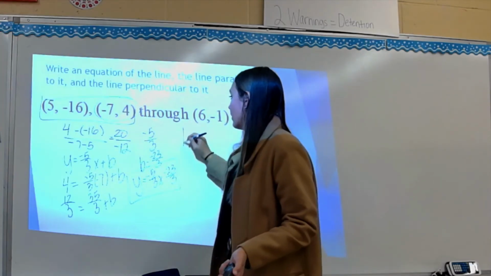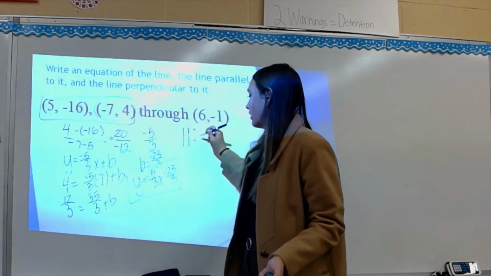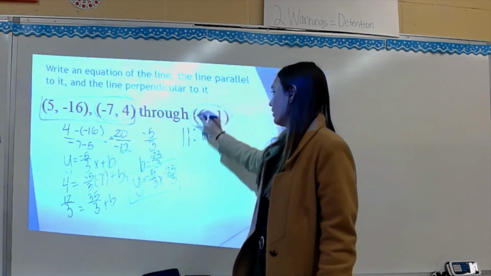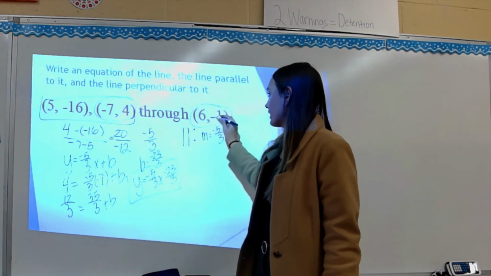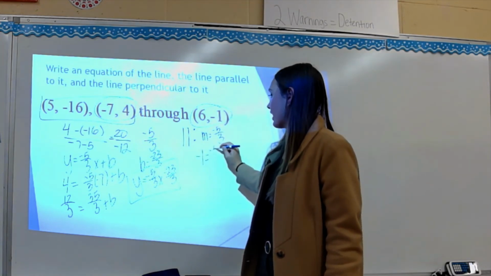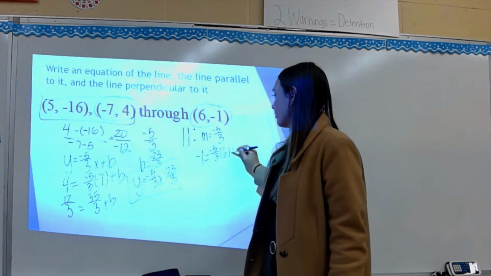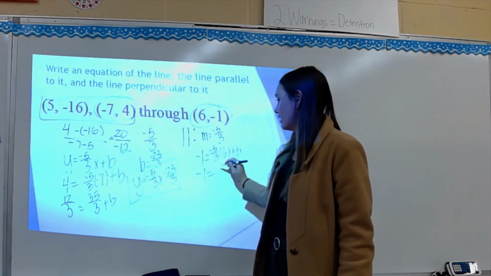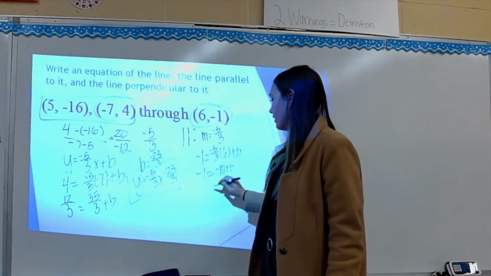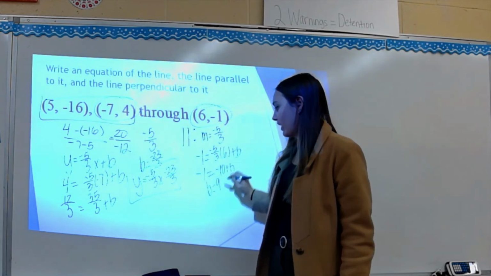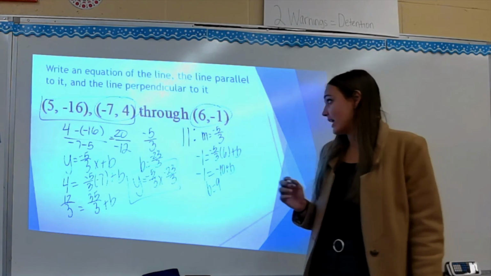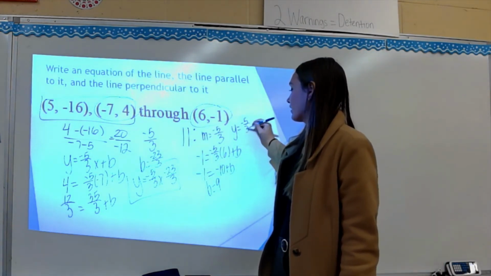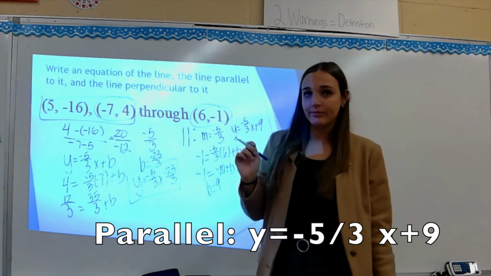So let's make sure we're doing our slope right so we can continue properly. So my parallel, that's the symbol for parallel, slope is going to be negative 5/3. It's going to be through here. So y is negative 1 equals negative 5/3 times 6 plus b. Negative 1 equals negative 10 plus b. So my b becomes 9. When I add that 10 over, I get b as 9. So my parallel equation is y equals negative 5/3 x plus 9.